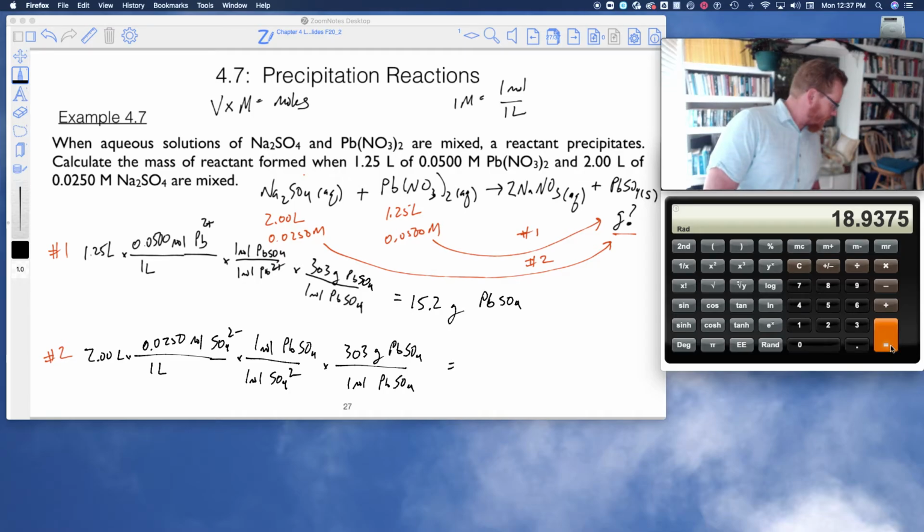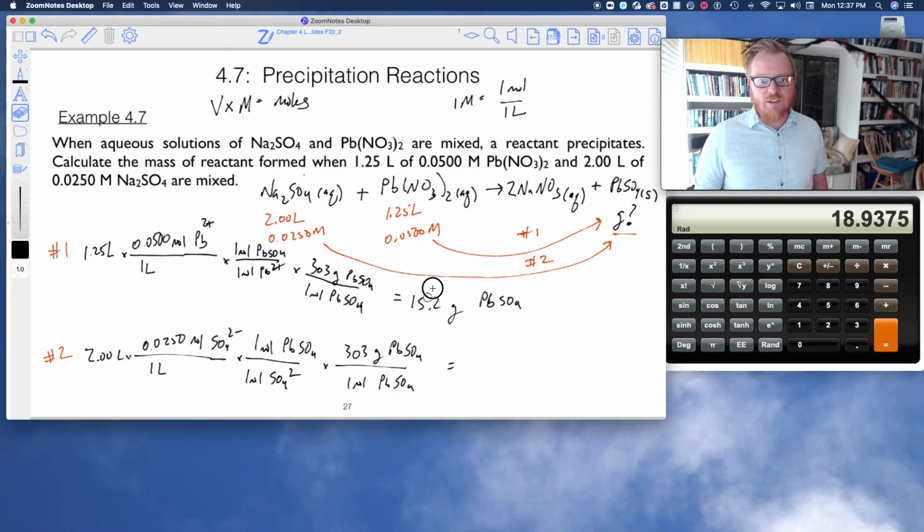What did I do wrong? Did I write down... Oh my goodness. Okay. So yes, this is why I should do this, because you can see that I copied down the wrong answer. So this one is 18.9 grams. And what do you want to bet that this one's going to be the 15.2?